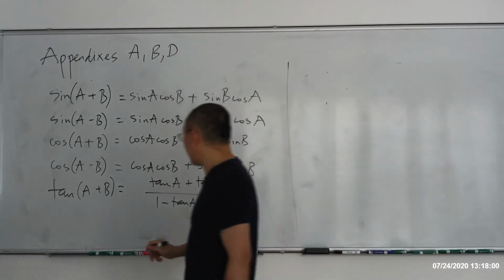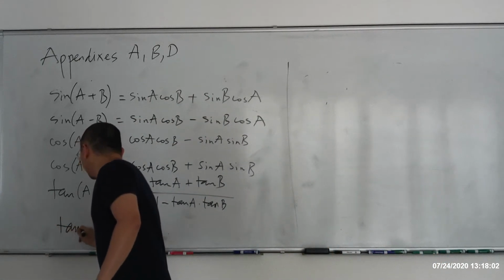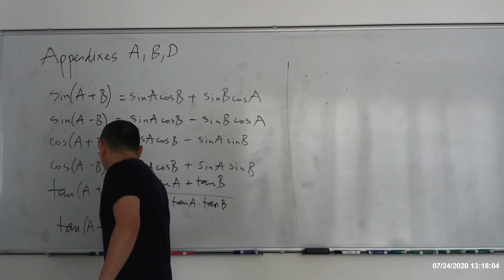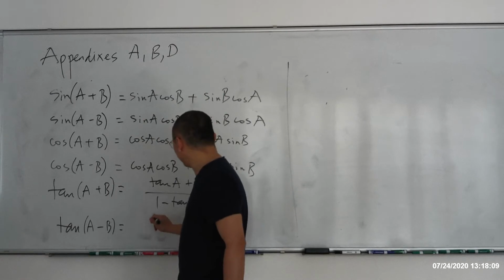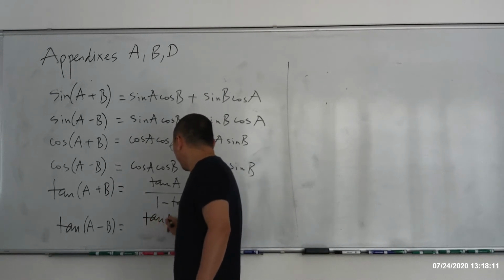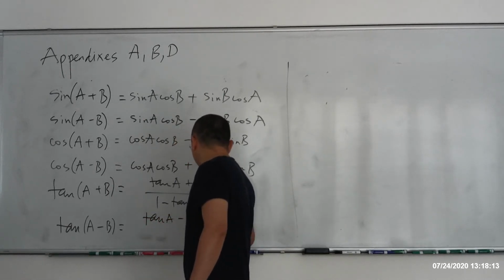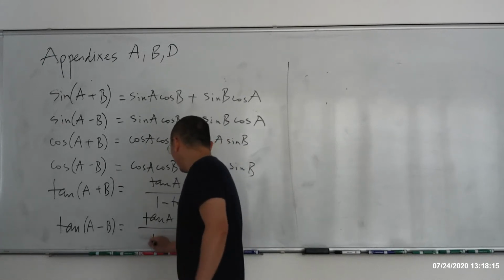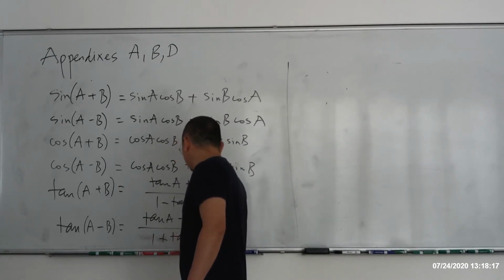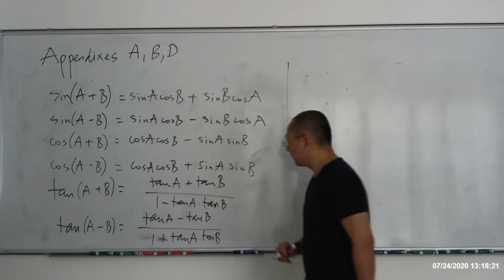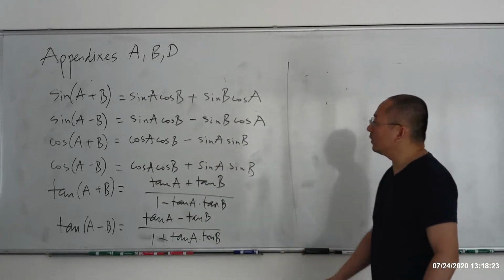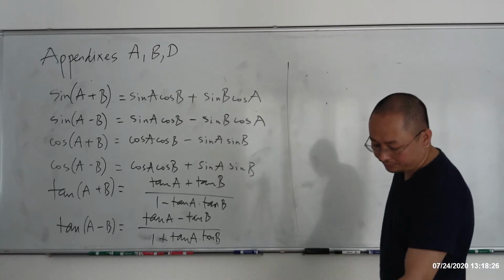And for the subtraction, tangent of A minus B will be equal to, you change the sign of both numerator and denominator. Tangent of A minus tangent of B over 1 plus tangent of A times tangent of B. Okay? Those are the sum of two angles formulas.